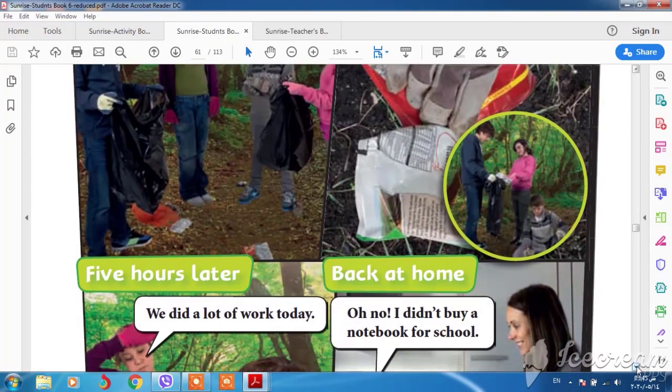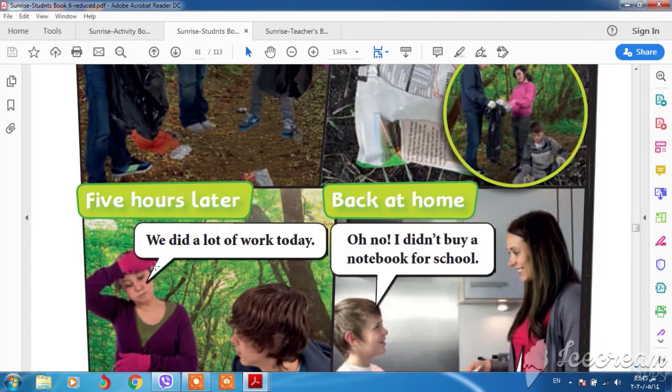Okay? 5 hours later, we did a lot of work today. We have did in the sentence. It means that this sentence is past simple because we have did, okay? If we make this sentence to present, how do we make it? Yes, you can say we do a lot of work today. If we make this sentence negative, it will be we didn't do a lot of work today. We put didn't between the subject and the verb, and after didn't the verb should be verb base, because we don't have two past verbs together in one sentence.